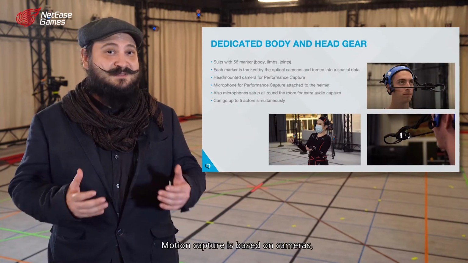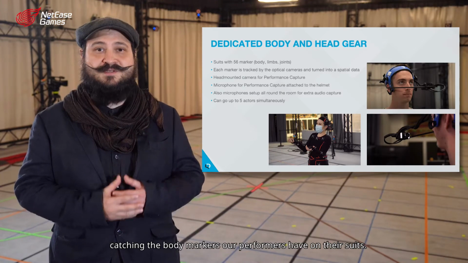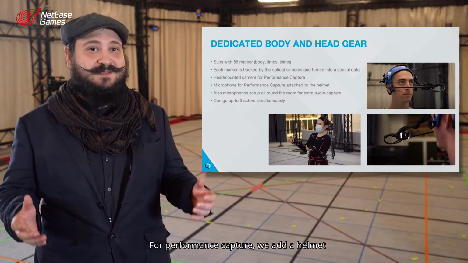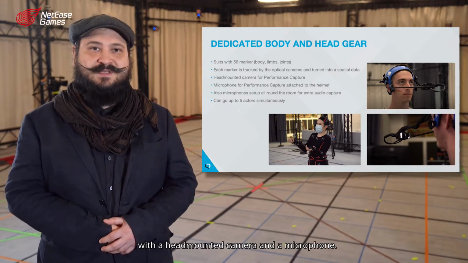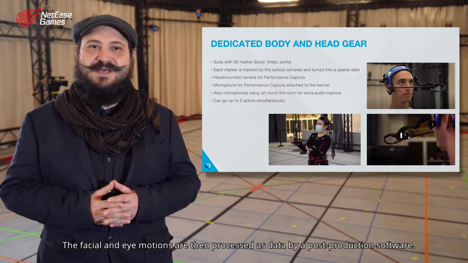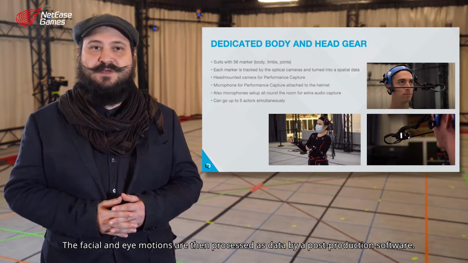Motion capture is based on cameras catching the body markers our performers have on their suits. With 56 markers on the body, then turned into spatial data, even the tiniest body motion can be tracked live. For performance capture, we add a helmet with a head-mounted camera and a microphone. The facial and eye motions are then processed as data by post-production software.